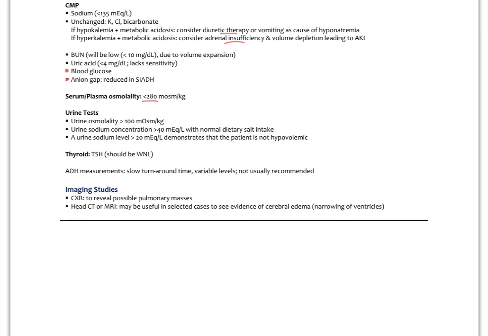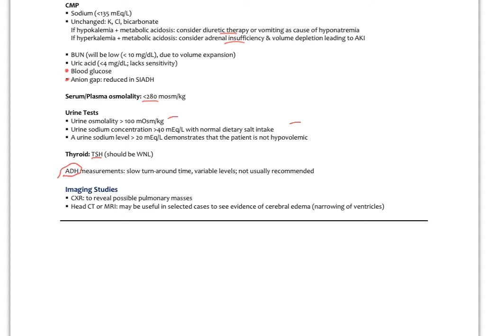And then we're going to check the urine osmolality and the urine sodium concentration as an additional test here. Thyroid, you should see a normal TSH, and maybe even checking cortisol if you suspect that, would confirm there's adequate adrenal function. ADH we don't directly measure usually because of a slow turnaround time on that, so we have to assess it through these other means.